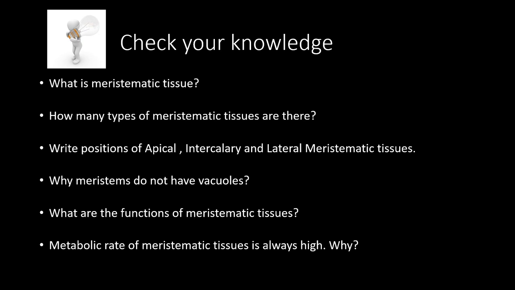The next question is, what are the functions of meristematic tissues? So we have discussed in the previous slide. Meristematic tissues are ever dividing, so they are creating organs of plant body. They are giving a rapid metabolic rate to the plant body. This is very important for the growth of a plant body. Now, the next question is, why is the metabolic rate of meristematic tissue always high? Because of their rapid cell division activity, because they are very active. That is why their metabolic rate is always high. This is the answer of the question.